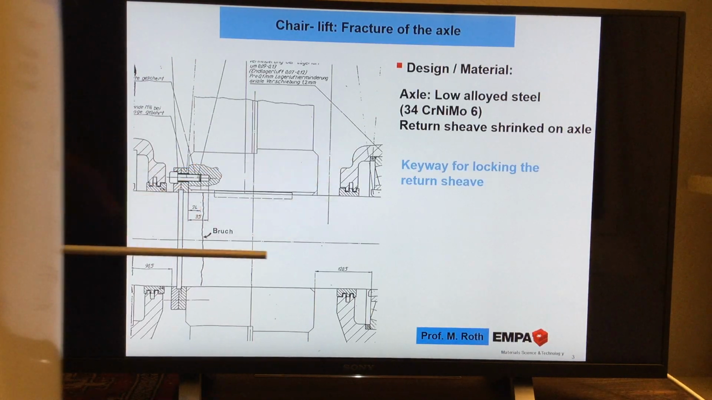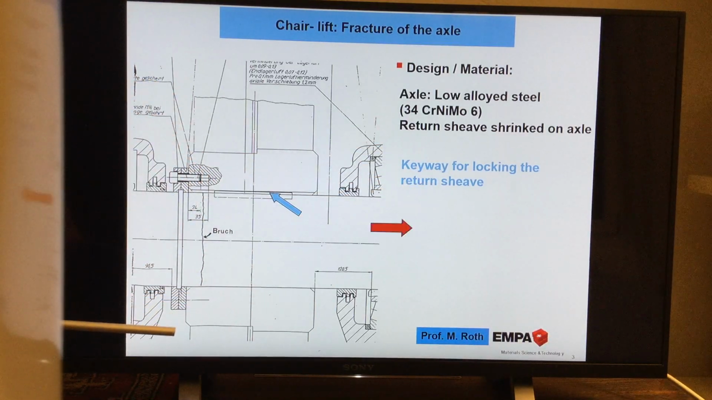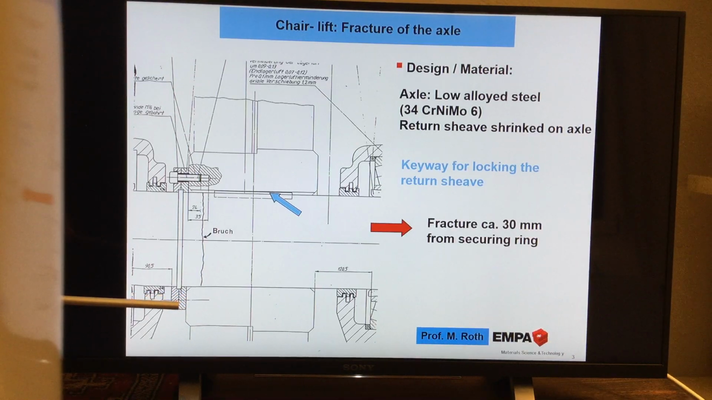Now, for locking this, you see here the so-called keyway, that's for locking the return sheave. And additionally, of course, it's now very important for us, I tell you, the fracture surface was totally fractured. This axle is in this plane here, and it's about 30 millimeters from here to that place. I have to tell you, it's also very important to keep in mind that the main stress on this component is in this corner. So the fracture did not occur in the main stress area, it occurred here. Keep that in mind.